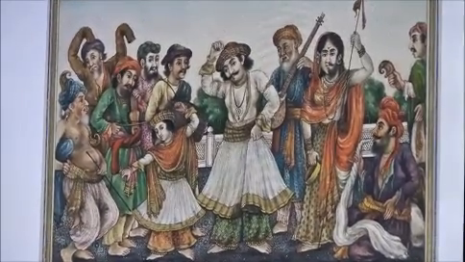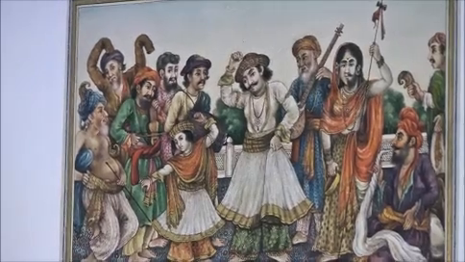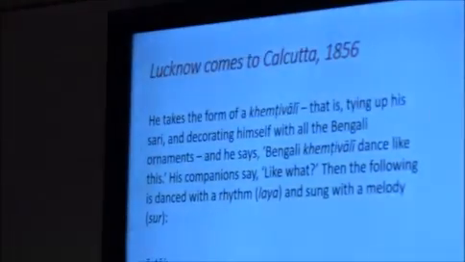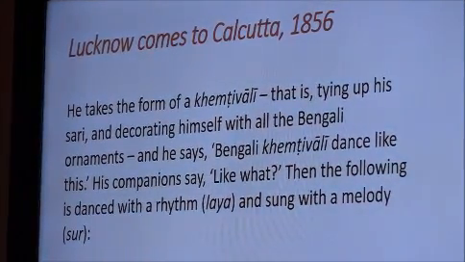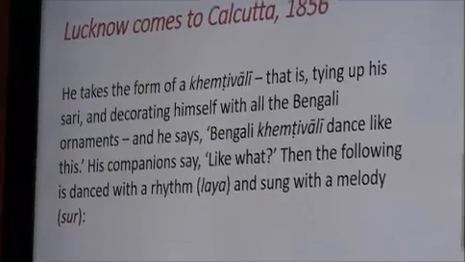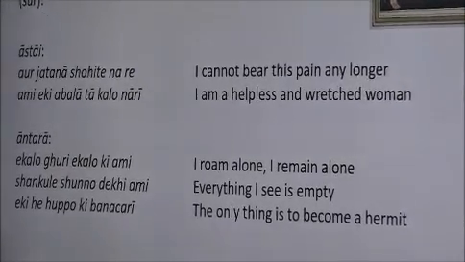And he wrote a whole set of sketches for them where they would take on a particular role, like a water carrier or something, and then they would sing a song. Anyway, these were all written by him, and he wrote one sketch about the Kempta dancer. So the Bhand actor takes the form of a Kemptiwali, that is, tying up his sari and decorating himself with all the Bengali ornaments. And then he says, Bengali Kemptiwali, dance like this. His companions say, like what? And then the following is danced with a rhythm and sung with a melody.